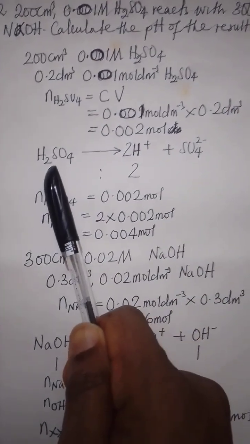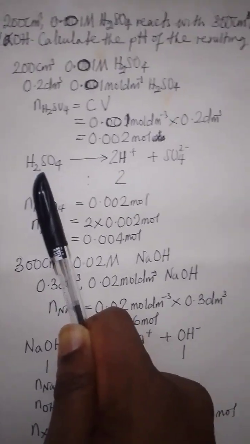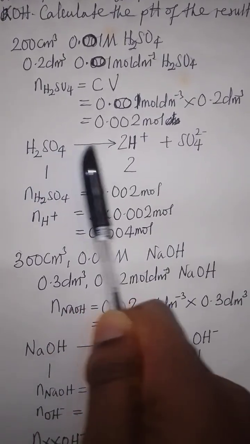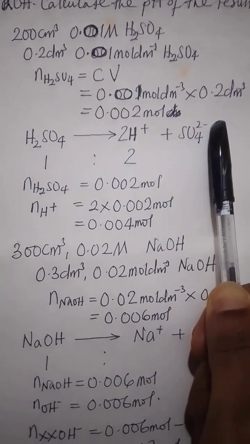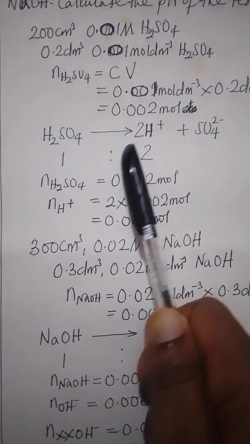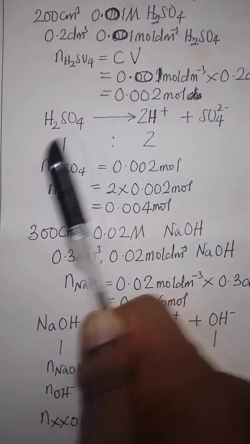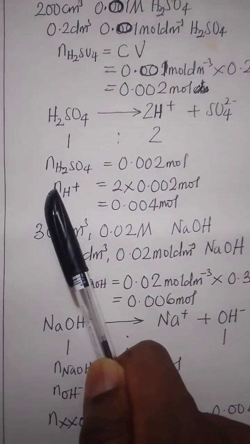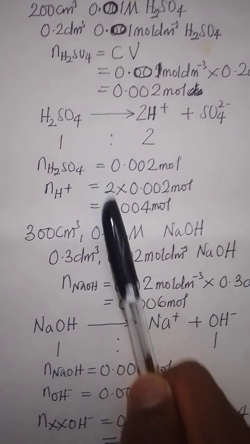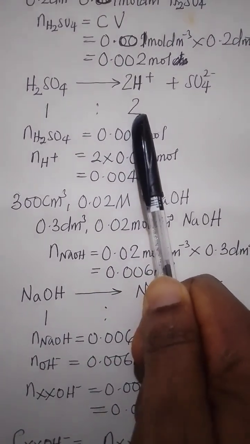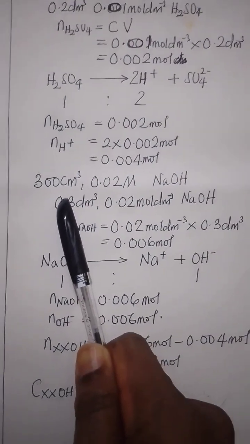So we write the dissociation equation for the acid, which is H2SO4. Okay, that's H2SO4 giving us 2H plus and SO4 2 minus. 2 atoms of hydrogen, we balance it up here to get 2. So the ratio of acid to hydrogen ion is 1 to 2. So the number of mole of the H2SO4 is 0.002. That of the H plus, we have to multiply that value by 2 to get 0.004 since it is 2 here.